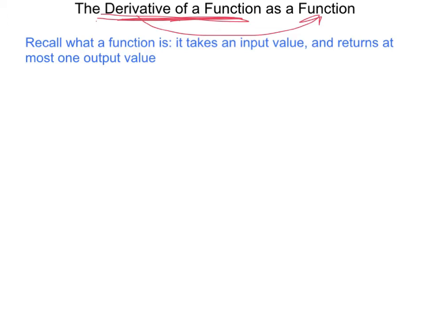To get away with this, we're going to have to recall what a function is. A function is just something that takes an input value and gives back at most one output value. That's all there is to it. All it is, is that there's an input and it gives you an output value. Like that's all there is to a function. Okay?